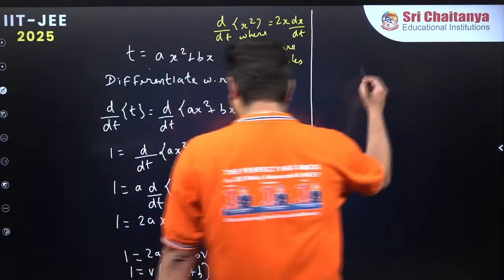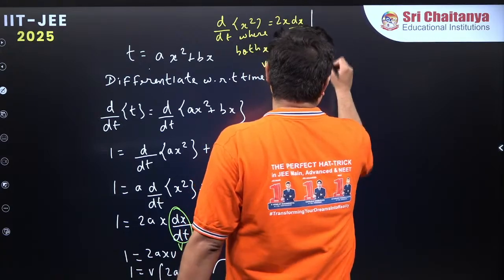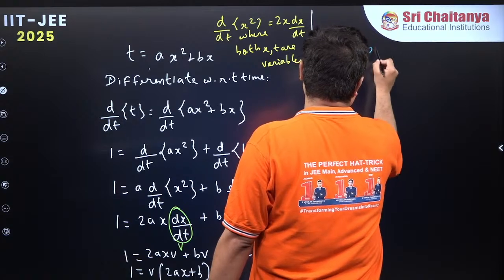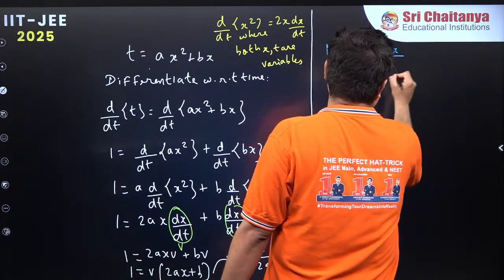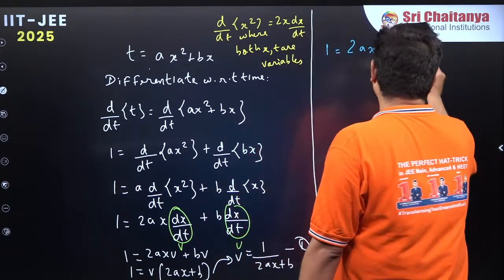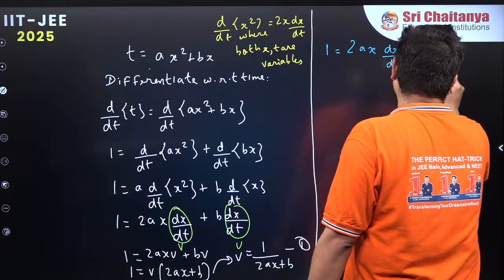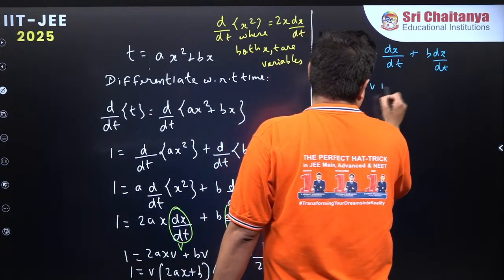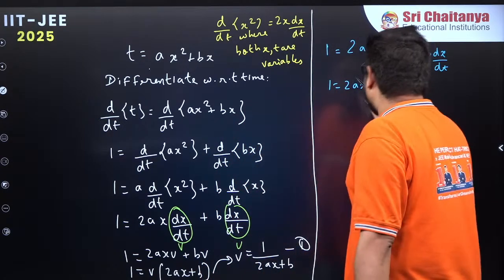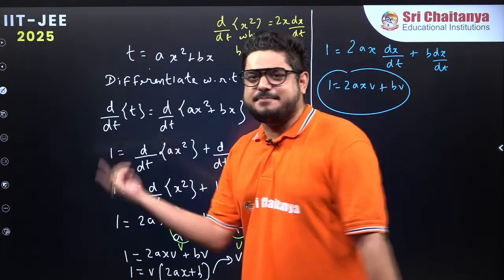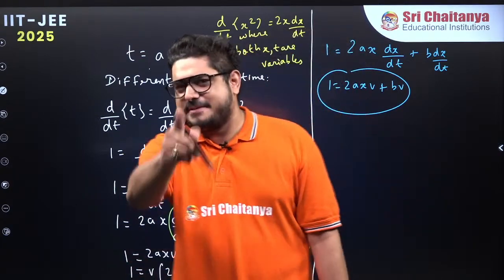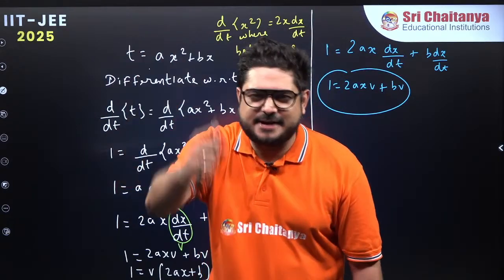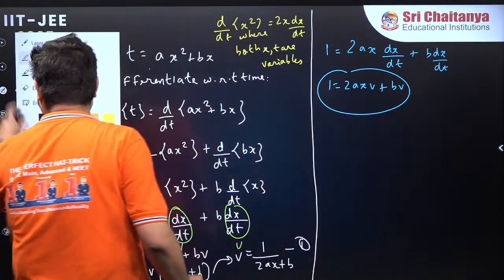So what is going to be the acceleration? If I am having this equation, I will write it down once again. We are having it as 1 is equal to 2ax into dx by dt, isn't it? This was the expression, plus b dx by dt. Yes or no, everyone? So I could have written this as 2axv plus bv. This is what I wrote. So now if I differentiate this equation with respect to time once again, then definitely I will get the value of acceleration, isn't it? So let's try to differentiate this with respect to time once again.